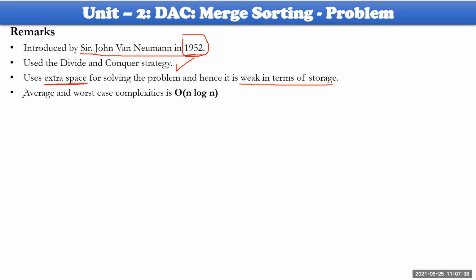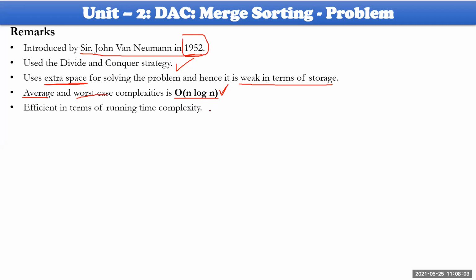And whatever the complexity case you have, average case, worst case, best case, whatever the case might be, it will always be n log n only. Even if two elements are there, they can be divided and the conquer operation will be applied. Therefore it is always n log n only. There is no other complexity.